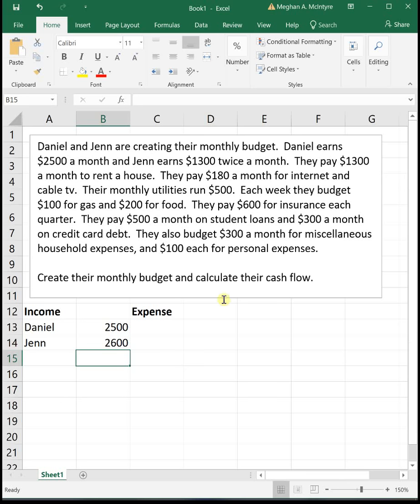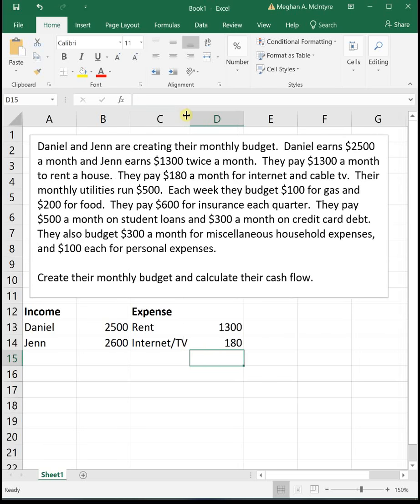Then for their expenses, they pay $1,300 a month in rent. So we want to label that they pay $1,300 a month in rent. Then they pay $180 a month for internet and cable. So that is $180. All right, their monthly utilities run $500 a month.